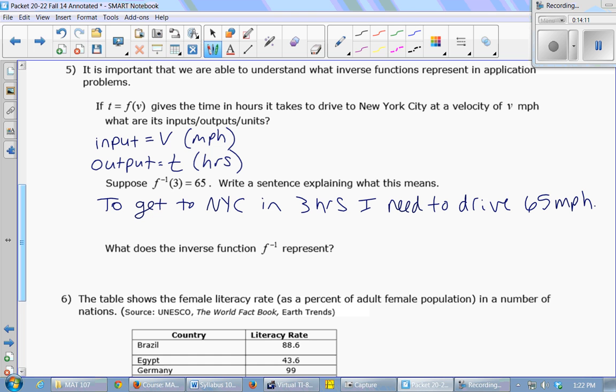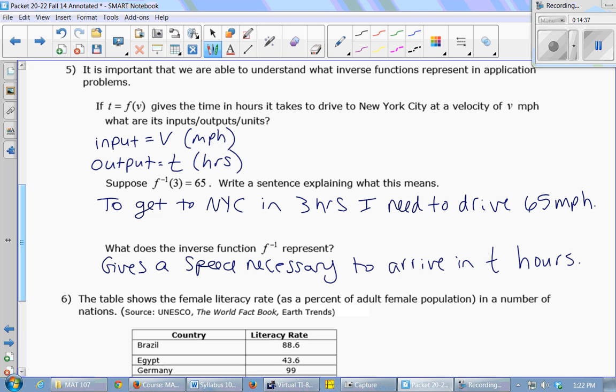So in general, the inverse function tells you what speed to drive given a certain amount of time to get there, right? So it gives a speed necessary to arrive in t hours. Does that make sense? Okay.